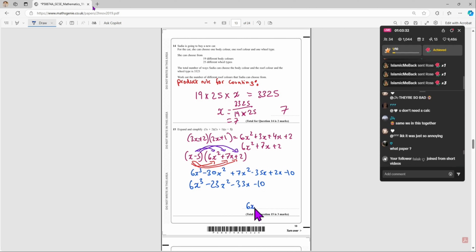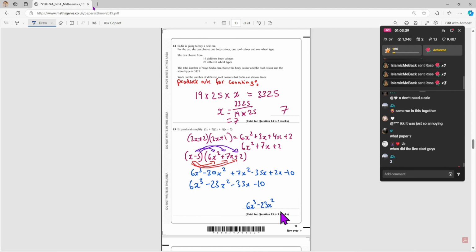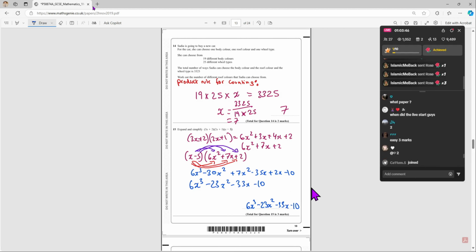6x cubed minus 23x squared minus 33x minus 10. So that was easy. 3 marks.